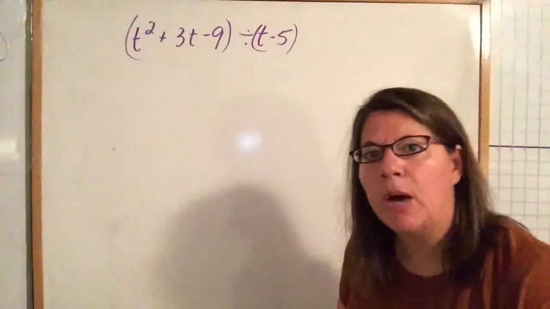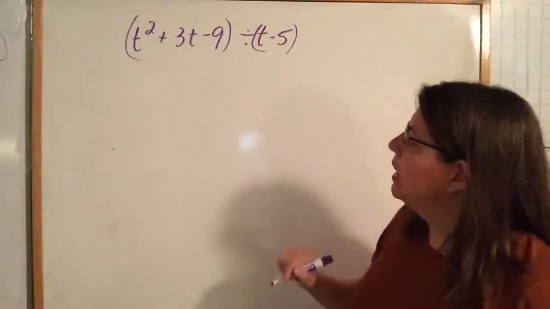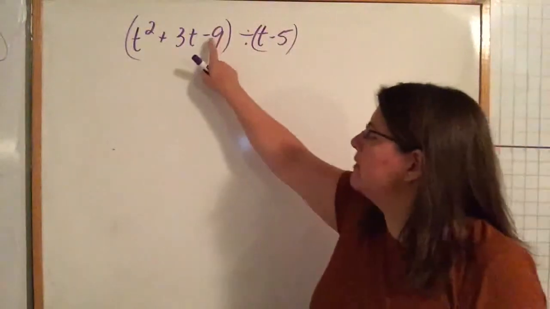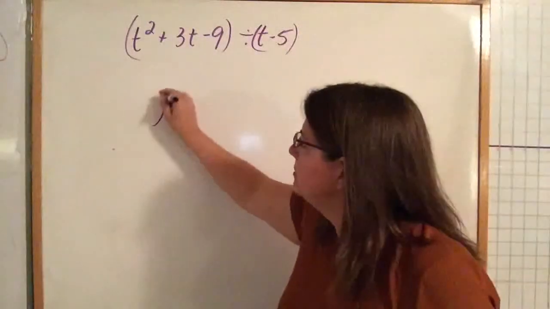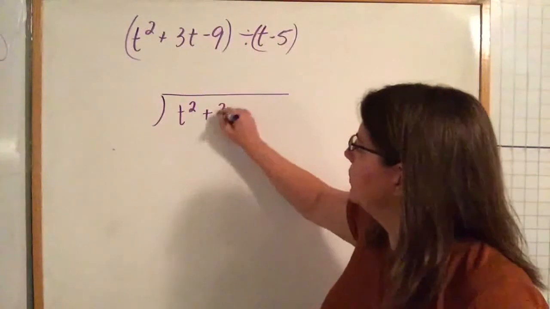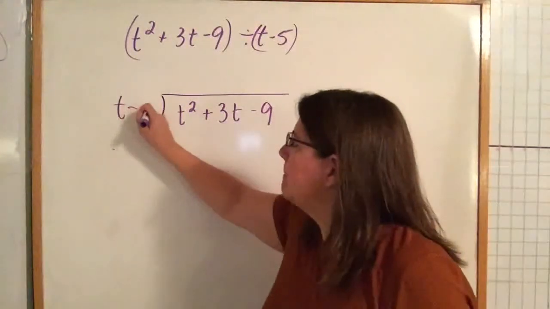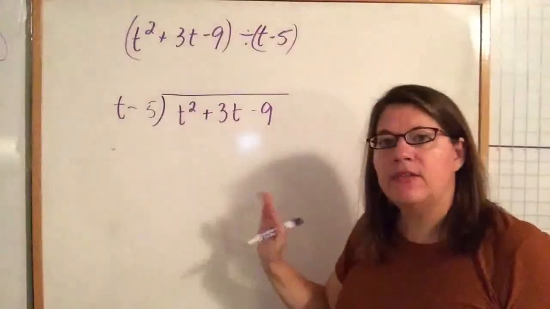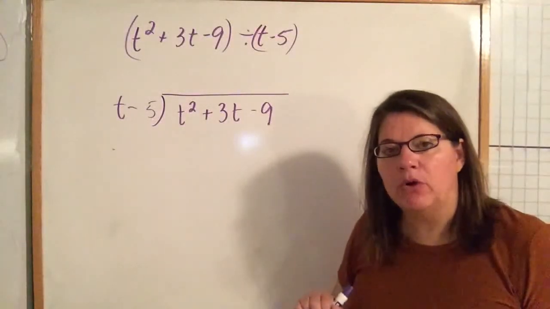So I'm just going to do a couple more long division problems to make sure you got it. With this one, are there factors of 9 that subtract to give you 3? There are not. So when I set this one up, I've got t squared plus 3t minus 9 divided by t minus 5. So now that it's set up, I want you to go through, pause the video, and see if you can get this one on your own.